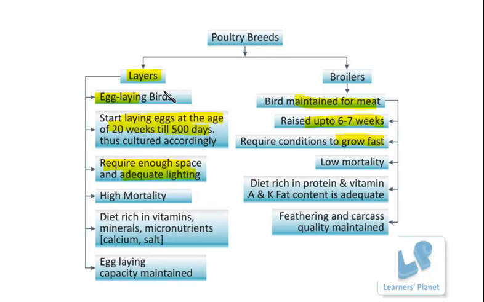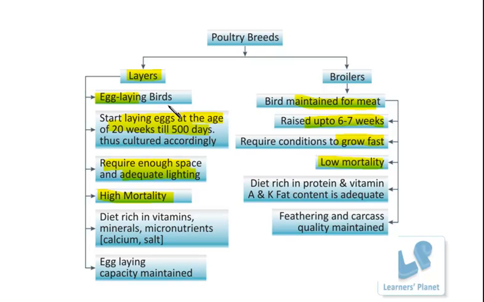Further, the layers are maintained with conditions which can provide high mortality. And of course, this high mortality is required for what purpose? So that up to a very long period of time they are able to lay the eggs. On the other hand, broilers are maintained in such a way that even if they have low mortality, it does not make any difference, because after 6 to 7 weeks they are going to be sent to the market, right? They are sold, they are killed for the feeding purpose or other things, right?